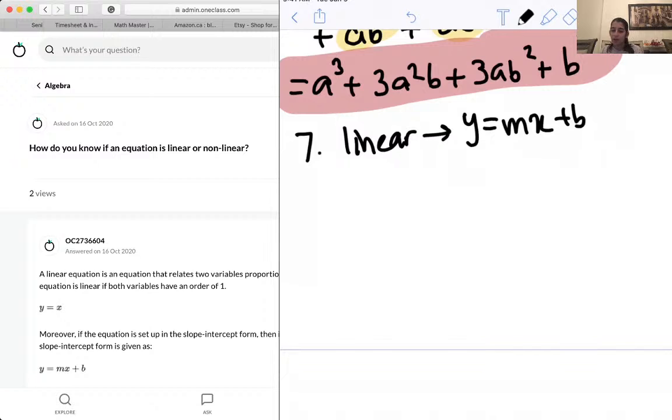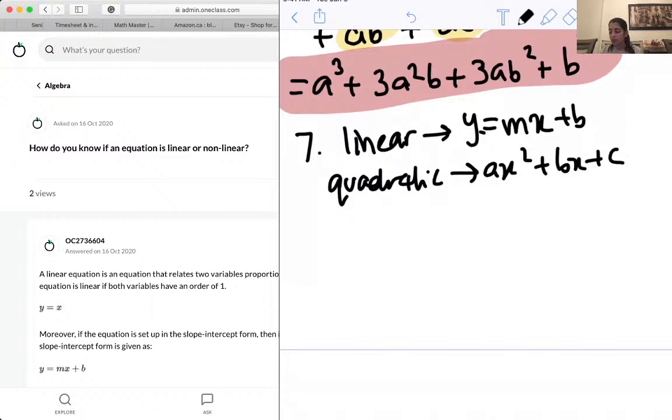So, if you're provided with an equation, and if it doesn't match this, or if it's not in order 1, order 1 basically just means that, I'll explain it later, but if it doesn't match this general equation, then it's most likely not a linear equation. If it's something like a quadratic, which would be ax squared plus bx plus c, then it's clearly not a linear equation because it doesn't match our given equation.